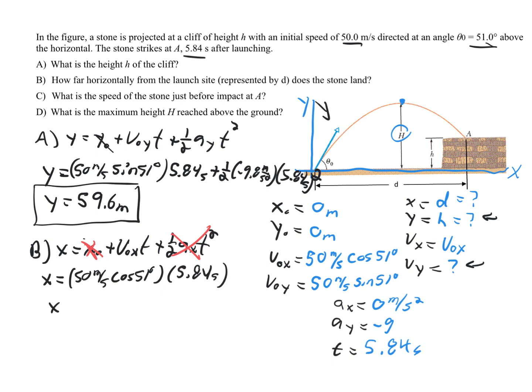So you should be able to find that distance d has an x value of 184 meters. Boy howdy, it's quite the projectile launcher. So next we're asked to find the impact speed of the stone just before impact at point A. So again, it's looking for speed, so that's magnitude with no direction of the projectile right when it's about to hit.